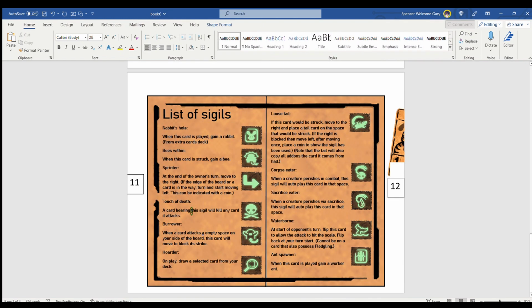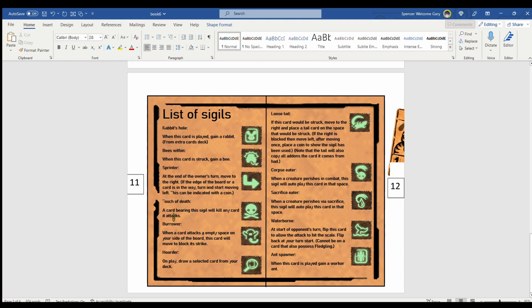And we'll start over here, page 11, which is the other side of the other page 11, which we just finished. Starting out, we have Rabbit's Hole. When this card is played, you gain a rabbit from the extra cards deck. Bees Within. When this card is struck, gain a bee, also from the extra cards deck. Sprinter. At the end of the owner's turn, move to the right. If the edge of the board or a card is in the way, turn and start moving to the left. This can be indicated with a coin.